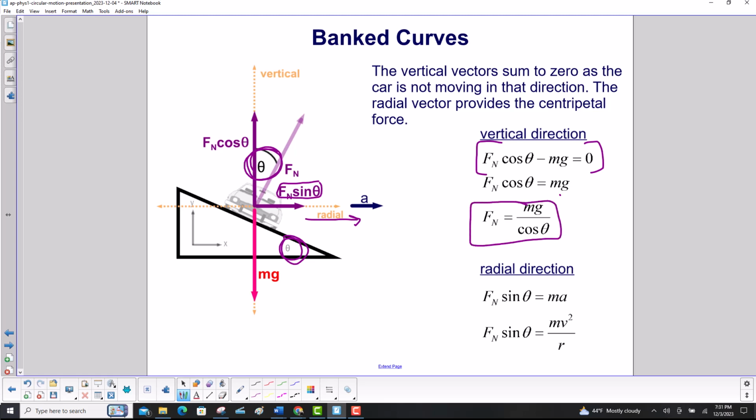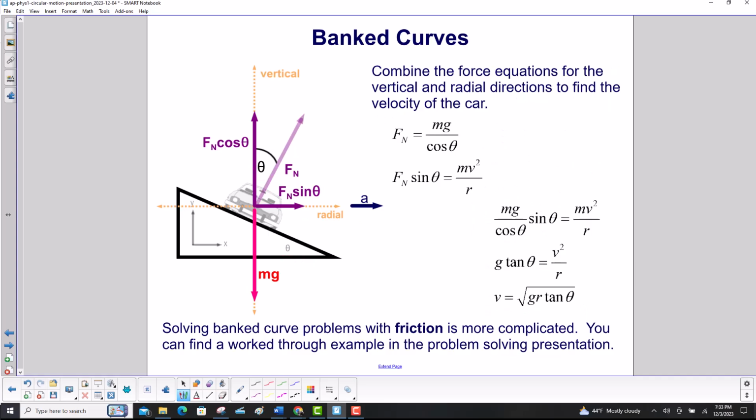In the radial direction, we have normal force times sine theta is ma. It's centripetal acceleration, so we replace a with v squared over r. Now combine the force equations for the vertical and radial directions to find the velocity of the car. We'll be taking this normal value and substituting it into this equation. So that's what we have here.